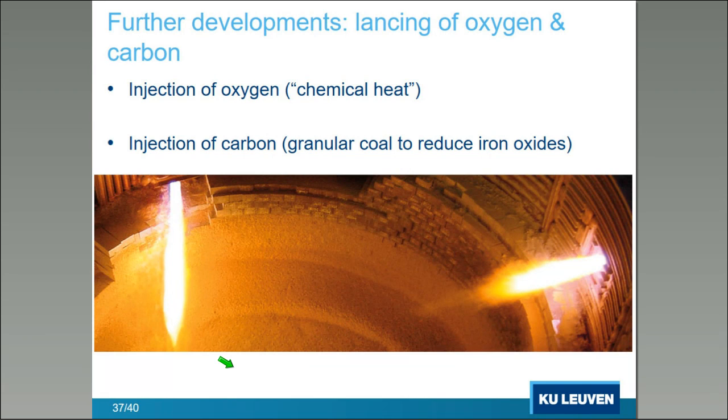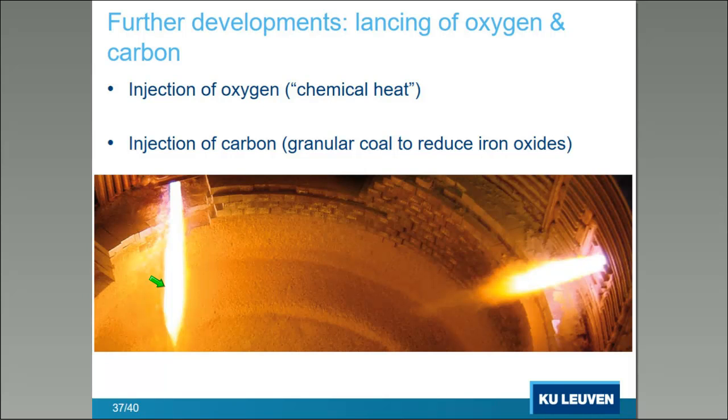So further technical developments that were already responsible for the breakthrough of the electric arc furnace technology, and that are promising for widening the application field of this system, are the injection of oxygen to produce what is called chemical heat, and also the injection of carbon, granular coal, to reduce the iron oxides and to get a better quality of your melting bath. So you see here the injection of these chemical substances by so-called lances through the wall of the vessel above the melting bath.